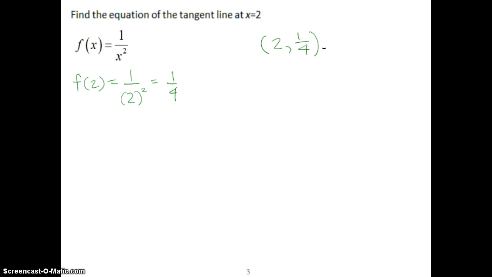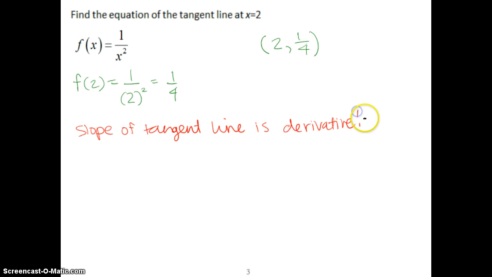And remember, the slope of the tangent line is the derivative. So that's pretty easy to find. We need to find the derivative of f of x equals 1 over x squared. I find it easier to rewrite 1 over x squared as x to the negative 2. So let's find the derivative, f prime of x, of x to the negative 2.